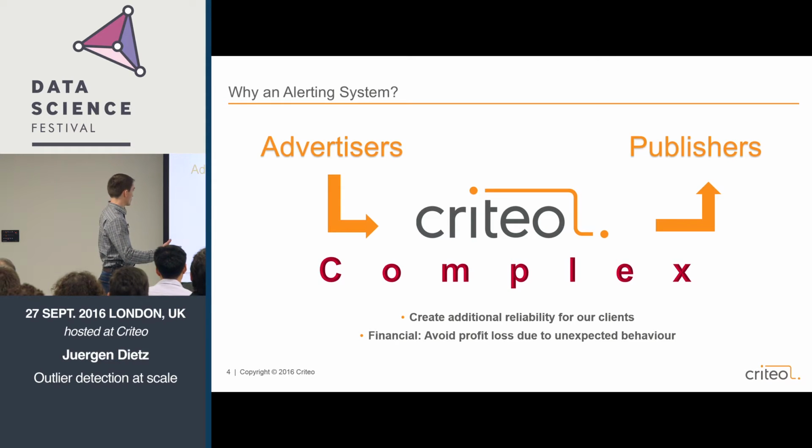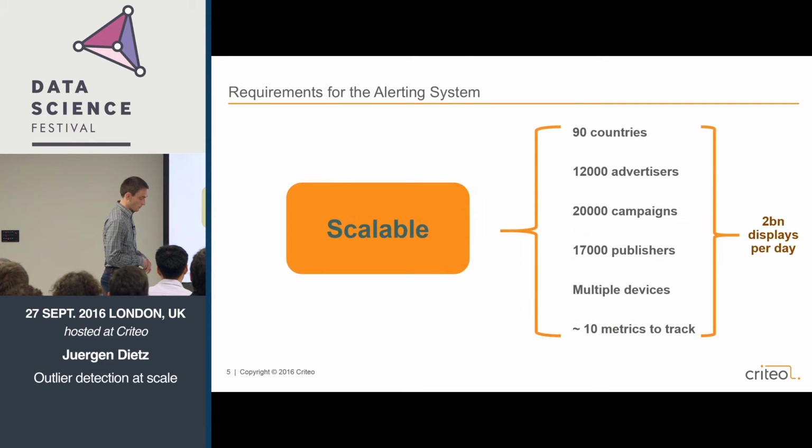Okay, so the alerting system is supposed to bring those two benefits. So what are the main requirements that we have on the alerting system? One main requirement is it should be scalable, and the reason is on the right here. These are approximate numbers; they grow all the time. But I think we're actually in 130 countries now.